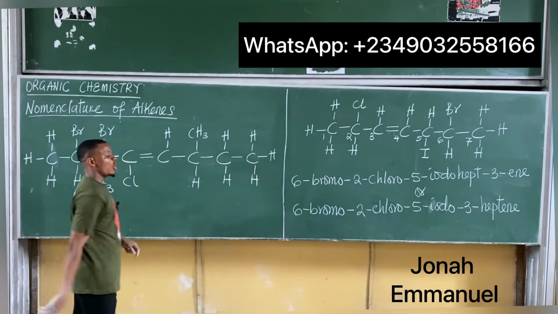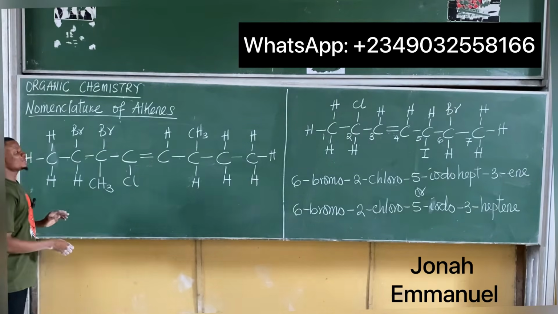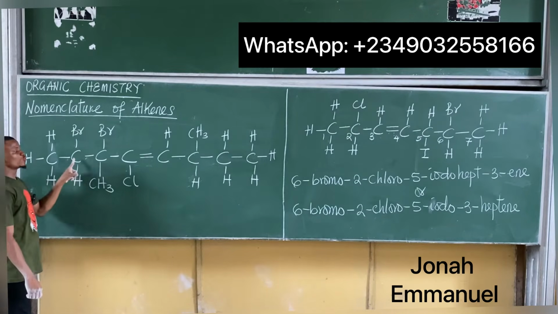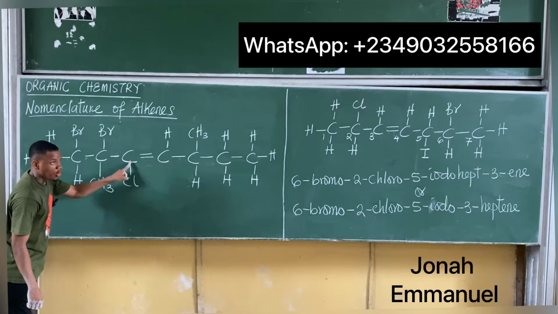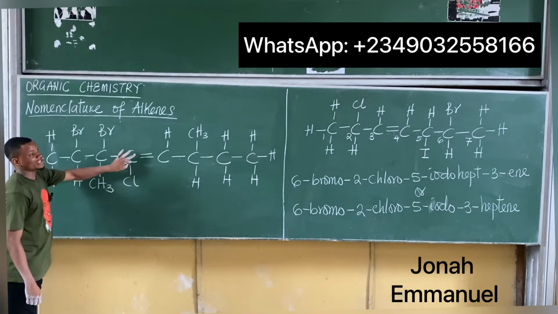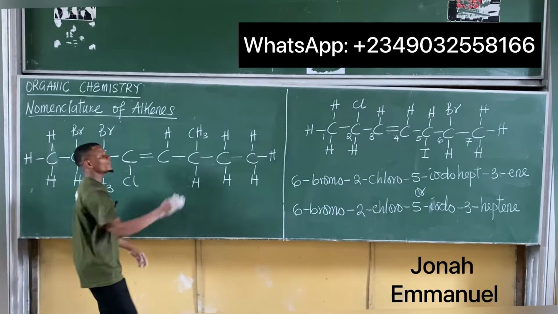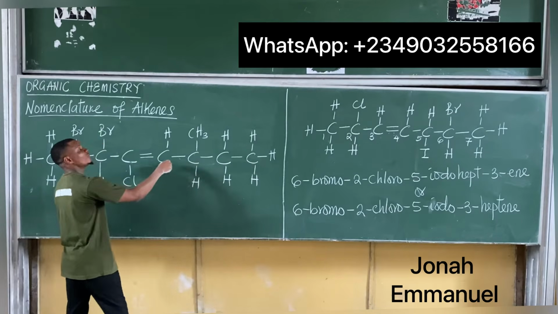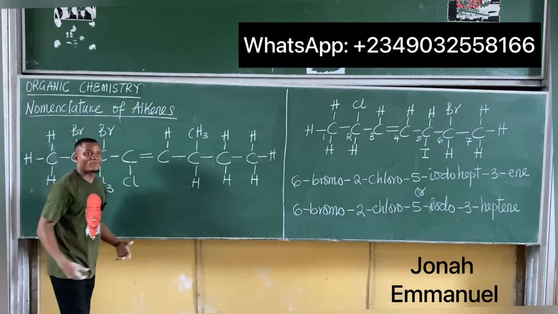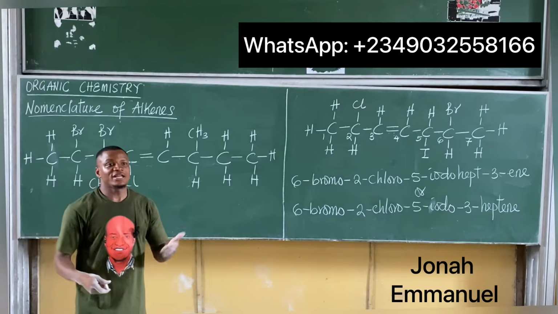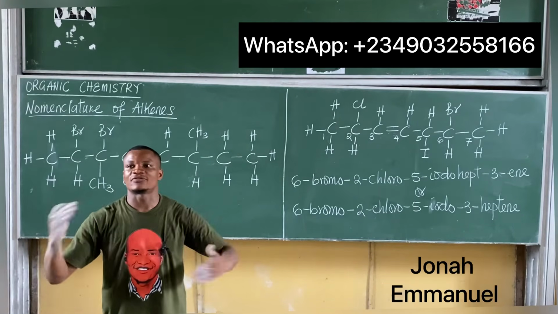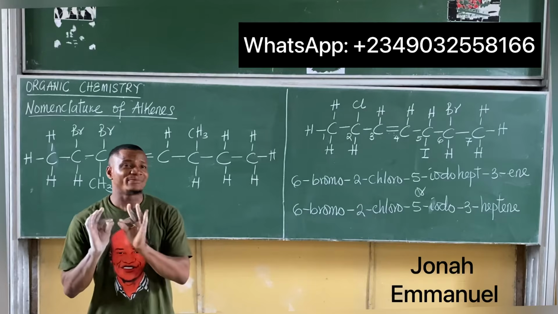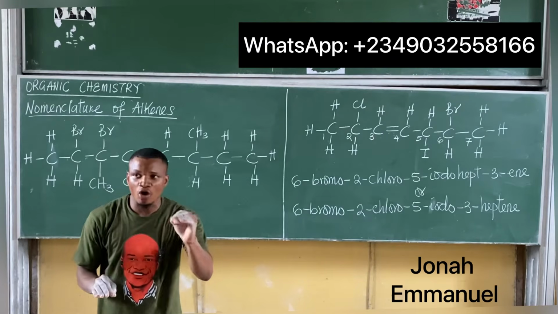Having done that, observe something. If I count from left to right, I would have 1, 2, 3, 4. The fourth carbon bears the double bond. If I count from right to left, 1, 2, 3, 4. The same fourth carbon bears the double bond. In a case where from both sides is 4 and 4, that means the double bond is no longer the priority. You now focus on the substituent.